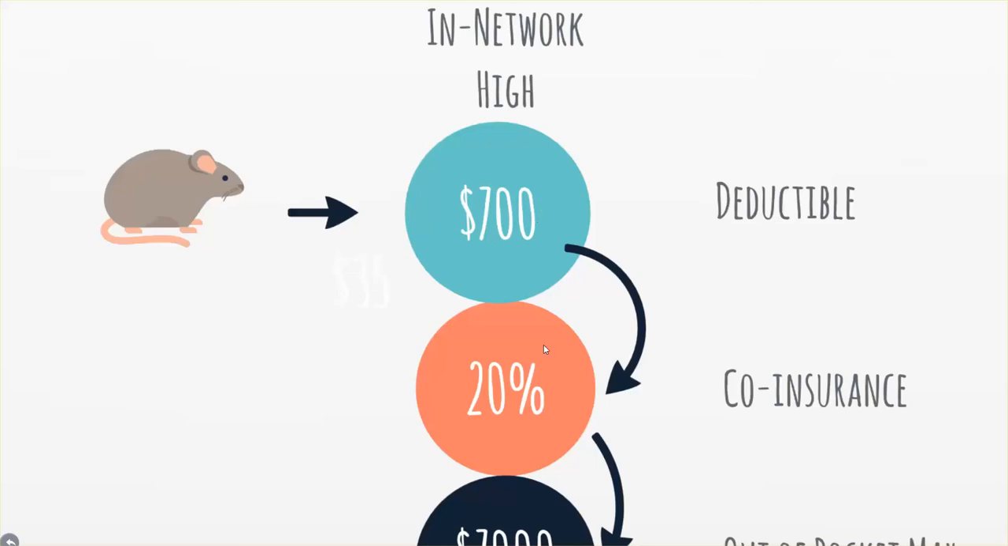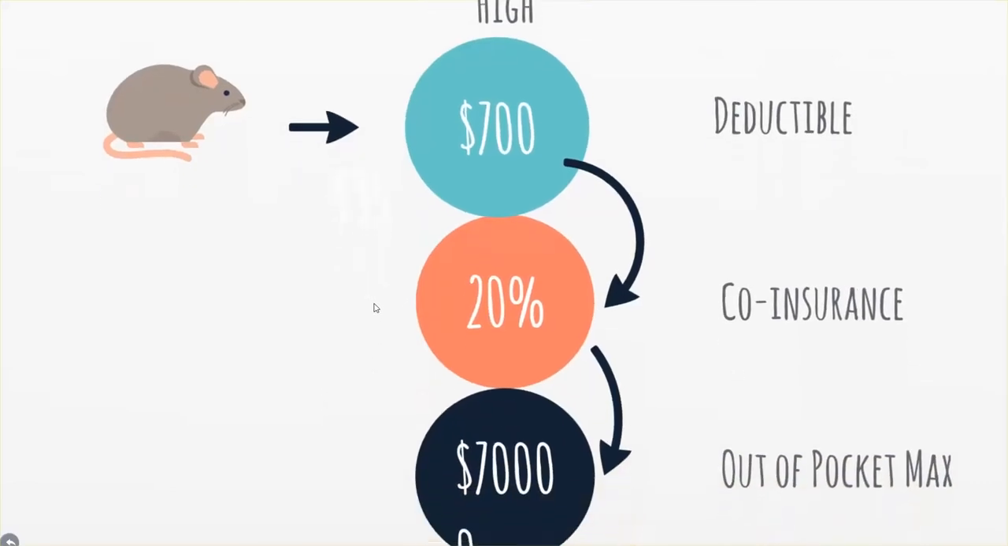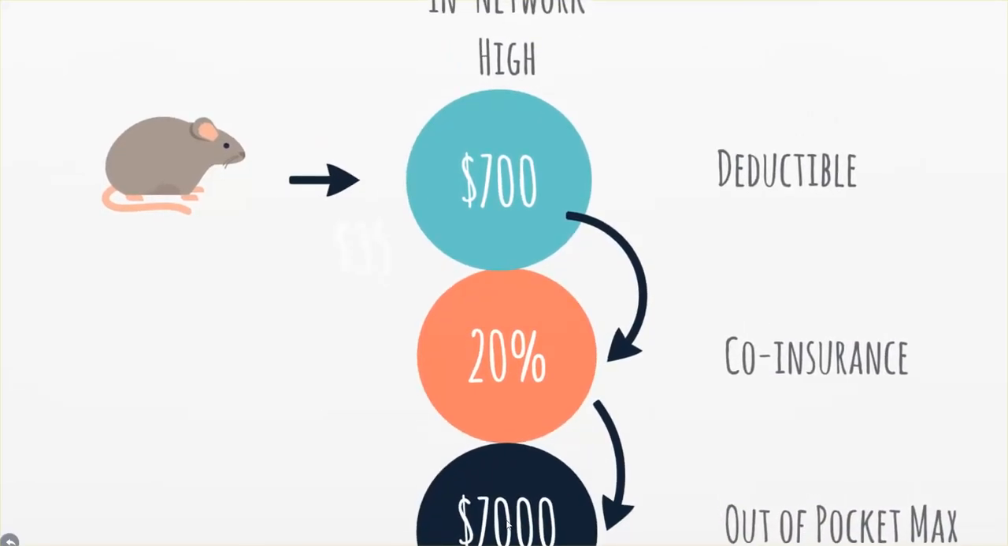And then after that, his health insurance, again, this is very specific to your health insurance plan, so it could be different for you. But Mr. Mouse's health insurance says that after he's paid $700 total, after that he'll pay 20% of all of his medical bills until he reaches that out-of-pocket max of $7,000. At $7,000, his health insurance will cover the rest. Mr. Mouse will not have to spend another penny on any medical bills once he reaches that out-of-pocket max.